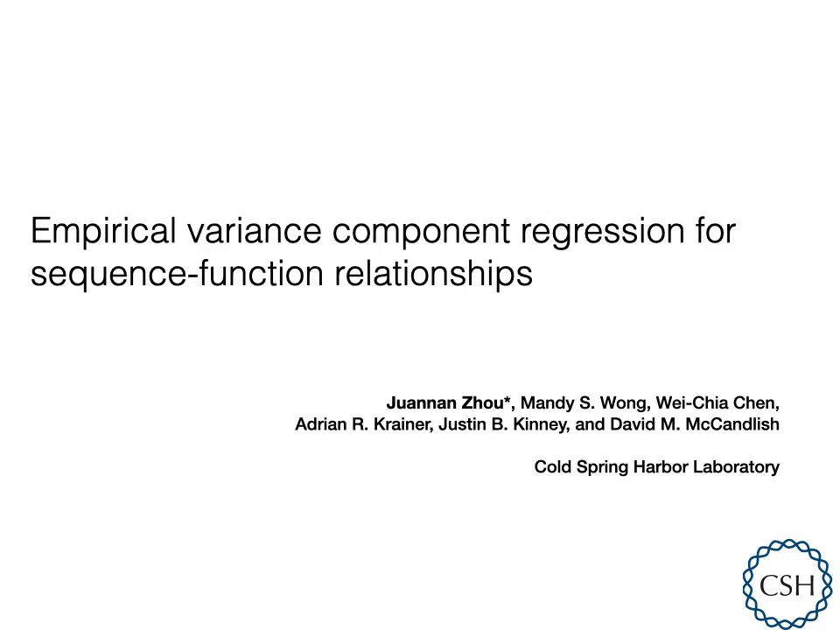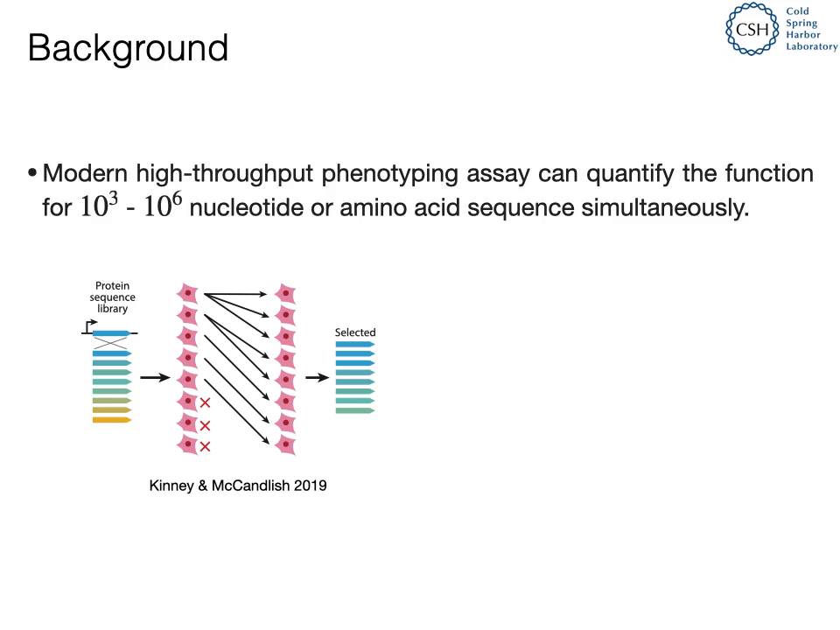Today, I will talk about our method for modeling high-order epistasis in sequence function maps. How sequence determines function is a fundamental question in biology. In recent years, high-throughput phenotyping assays, including massively parallel reporting assays and deep mutational scanning, have started to allow us to measure the function of thousands up to millions of variants in a single experiment. These experiments enable us to study empirical sequence function maps or fitness landscapes for the first time.